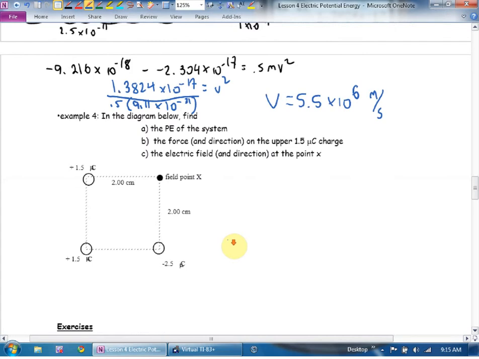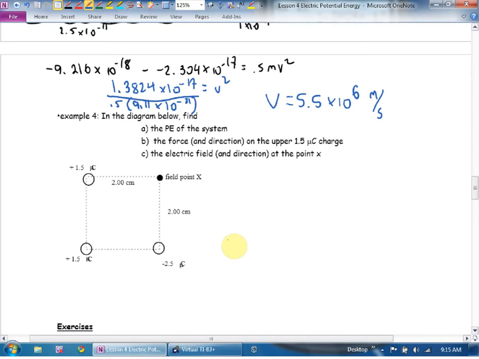In the diagram below, it says, find, first of all, the potential energy of the system. Then it says, find the force, magnitude and direction on the upper 1.5 microcoulomb charge. Then it says, find the electric field, magnitude and direction. This is far harder than you're going to be asked, so I'm going to just talk about this without doing it.